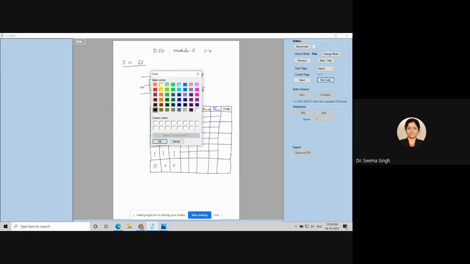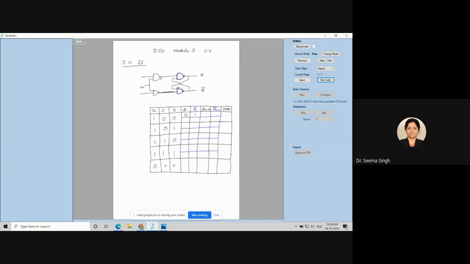So I will show you in case of JK flip-flop what happens is only one extra connection comes, which is the feedback connection, which starts from Q bar and goes back to the gate where you are giving J. Same way, from Q it starts and goes back to the gate where you are giving K. So this is the circuit of JK flip-flop.